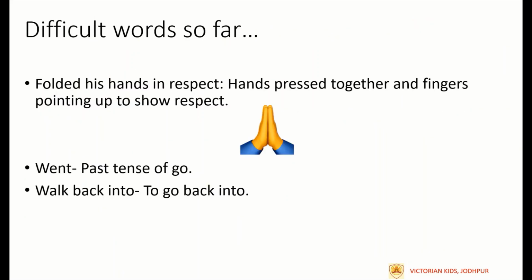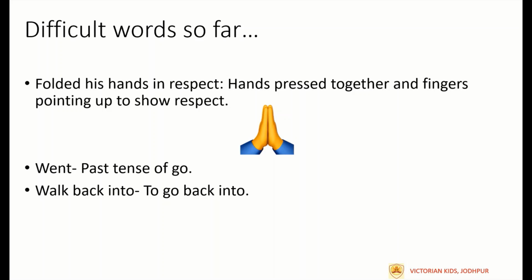Now let's understand the meaning of difficult words. First, we have a phrase folded his hands in respect. This phrase means to press your hands together with your fingers pointing up. If you can see the picture below, you will see it is the Namaskar Mudra, which is quite popular in India. We fold our hands in respect whenever we either greet someone or pray or ask for forgiveness.